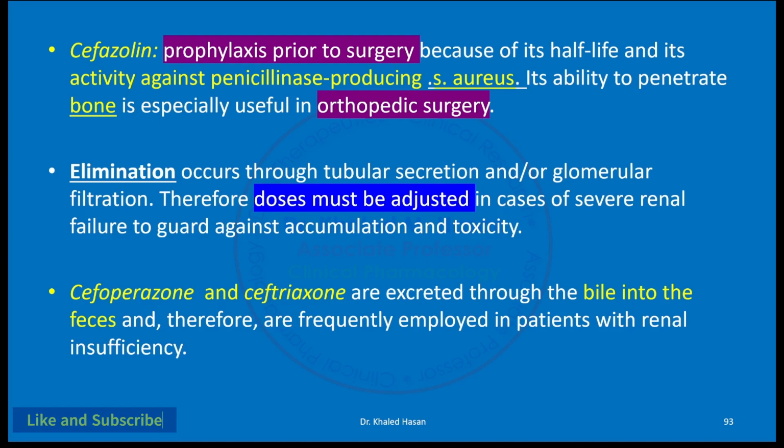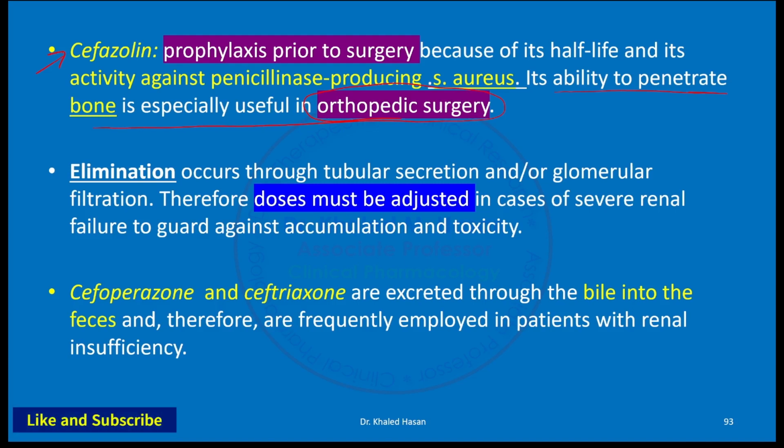Okay, now we start talking about some characteristics or properties of each group of individual medication. You can see here we have cefazolin. Cefazolin is used for prophylaxis prior to surgery because it has a long half-life and it's active against penicillinase-producing Staphylococcus aureus and is able to penetrate bone in a good manner, and for this reason we use it in orthopedic surgery.